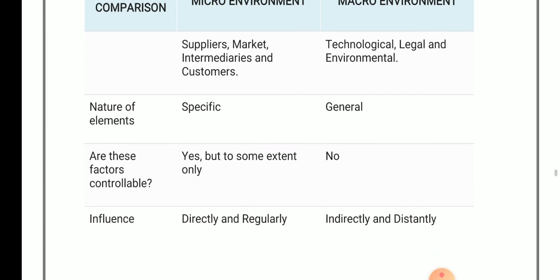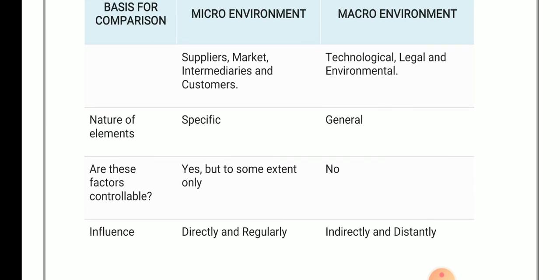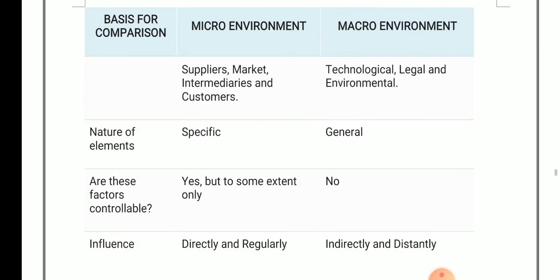Then dear students, can the micro environment influence us directly or indirectly? So the answer is, the micro environment influences the business directly and regularly, but the macro environment influences the business indirectly and distantly. So dear students, this is the basic difference between micro and macro environment.